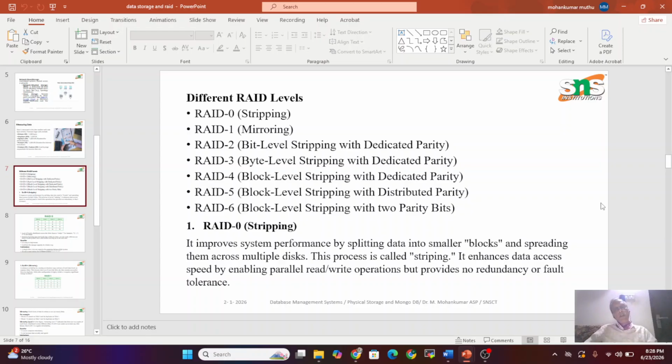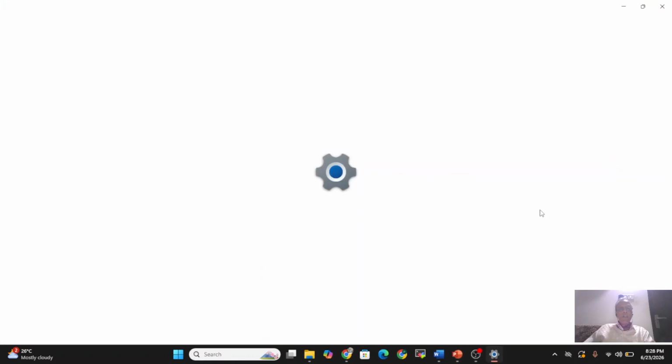Yes, now we are going to see the different RAID levels. In RAID levels we have different combinations of activities. It starts from 0 to 6. RAID 0 is striping, RAID 1 is mirroring, RAID 2 is bit level striping with a dedicated parity, RAID 3 is byte level striping with a dedicated parity, and RAID 4 is block level striping with a dedicated parity.